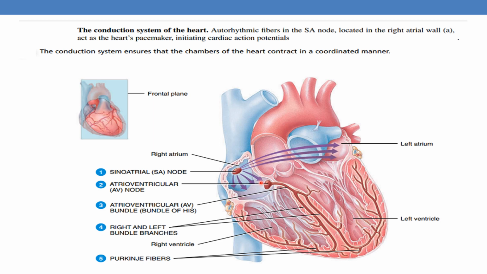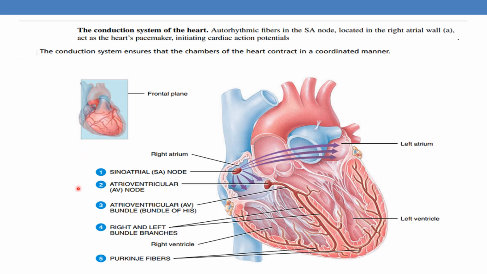This is the atrioventricular node. From the atrioventricular node, it passes into the bundle of His. From there, it passes into the right and left branches, and from there, it passes into Purkinje fibers. This is the order of the conduction system of the heart. Sometimes you may get a question regarding the order, so please remember the order.